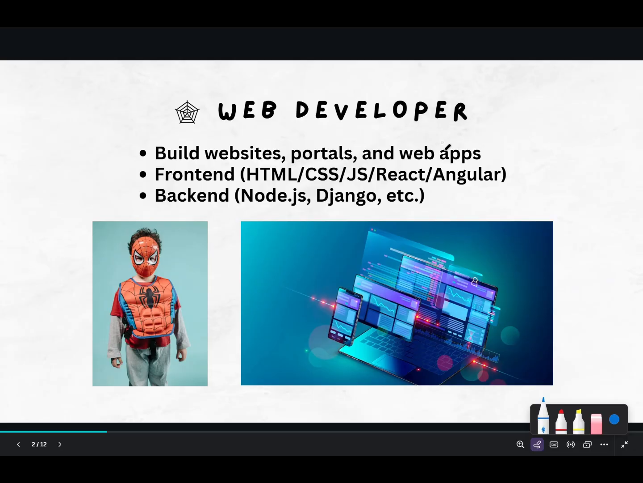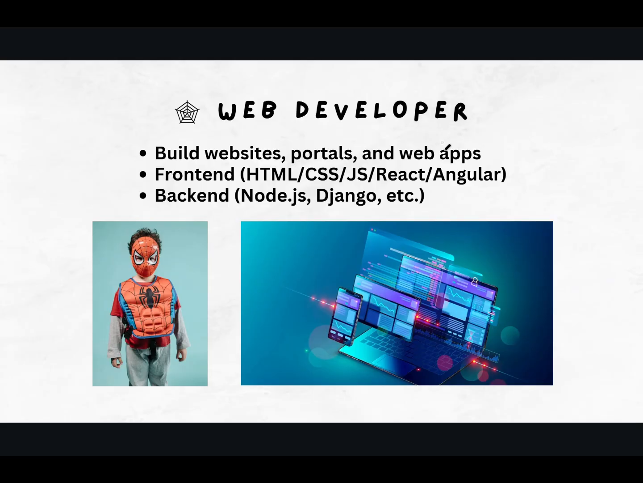Okay, so first is a web developer. Now what does a web developer do? They build websites, portals and web apps. So there are two technologies, front end and back end. For front end you need to learn things like HTML, CSS, JavaScript, React, Angular, etc. And for back end you need to learn Node, Django, etc.